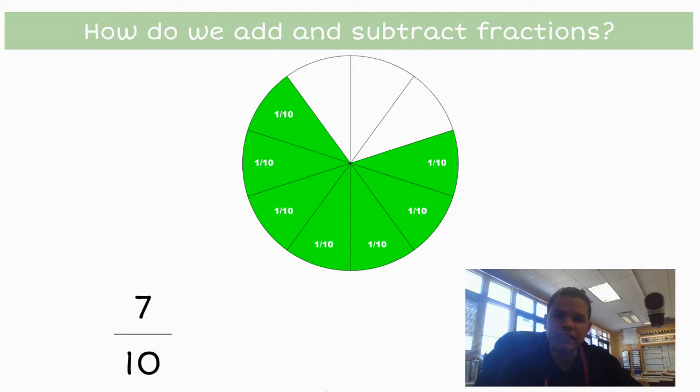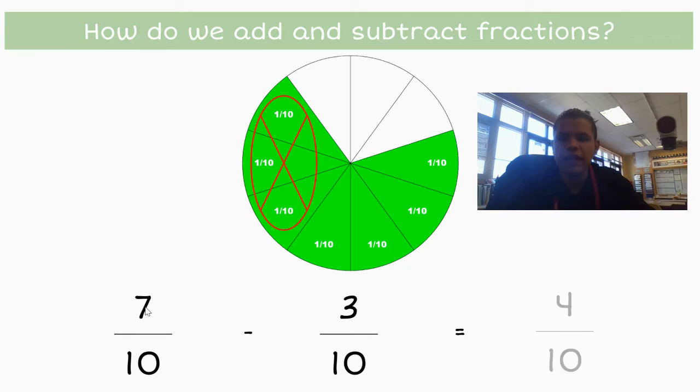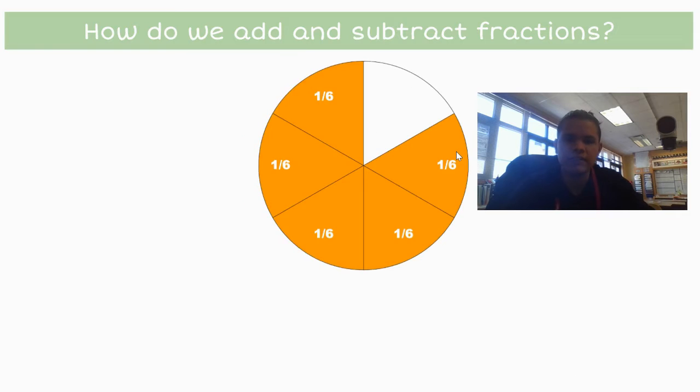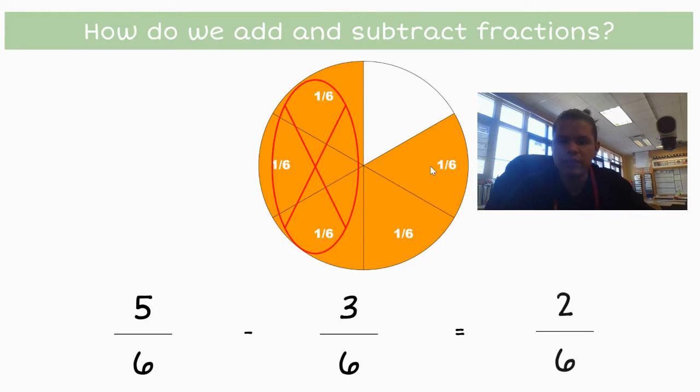Let's say you start with 7/10. There are 10 parts total, and 7 of them are shaded. And we want to subtract 3/10. So when we subtract, we're taking away. We're going to cross those out, and we are left with 4/10. 1/10, 2/10, 3/10, and 4/10. Okay, what about whenever we have 5/6 and we want to subtract 3/6? Well, we're going to cross out 3 out of the 6, and we're left with 1/6 and 2/6.